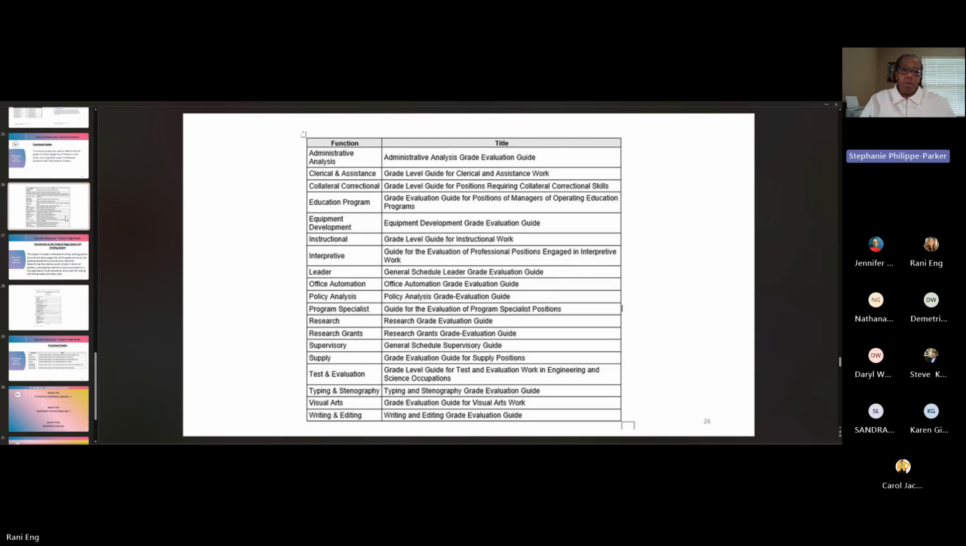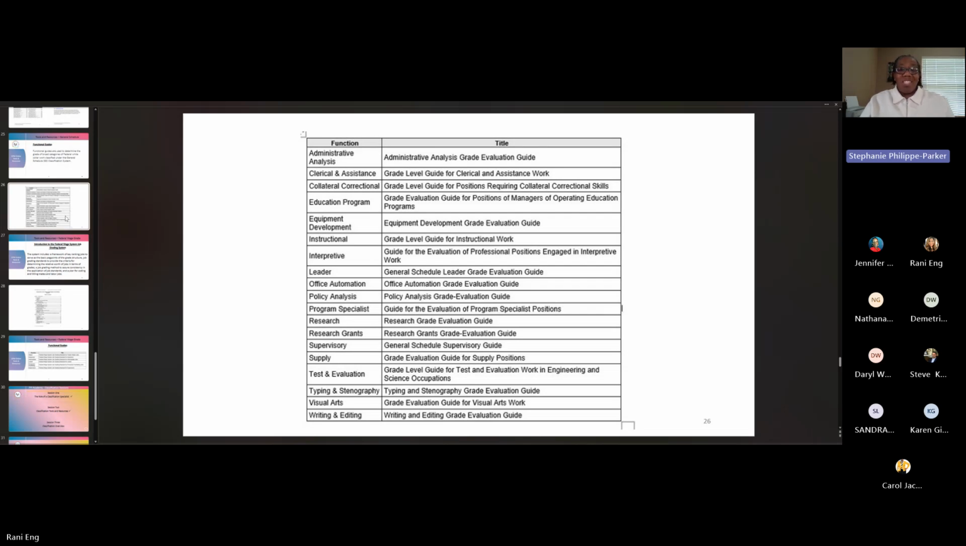These are the 19 functional guides that OPM provides. These are to be used in tandem with the associated classification standard. For instance, if we have a supply management specialist, that classification guide will direct us to use the supply functional guide listed here. As you can see, these guides provide a wide range of varying types of positions, from leaders and supervisors to equipment and policy types of jobs.